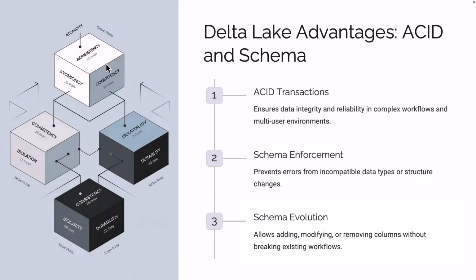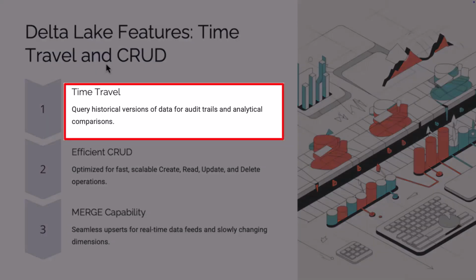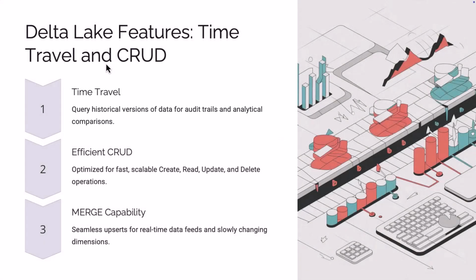So these three themselves are great additions to existing features of other file formats, but the list is not over. Some of the very advanced features of Delta file formats are time travel, efficient CRUD operations, and merge capability. When you talk about time travel, the idea is you can query historical versions of data for audit trails and analytical comparisons. So accountability is very important these days.